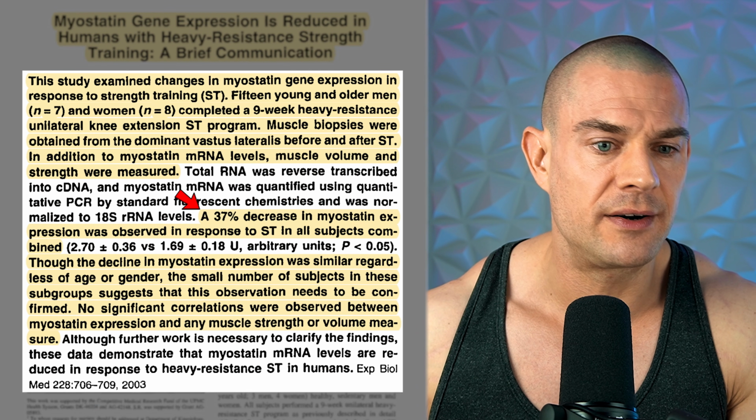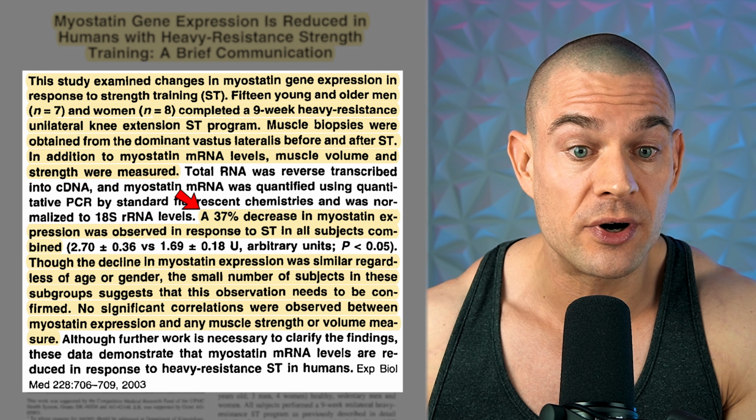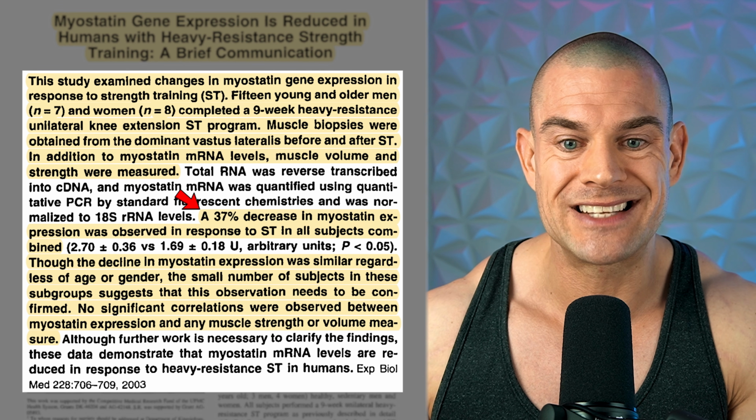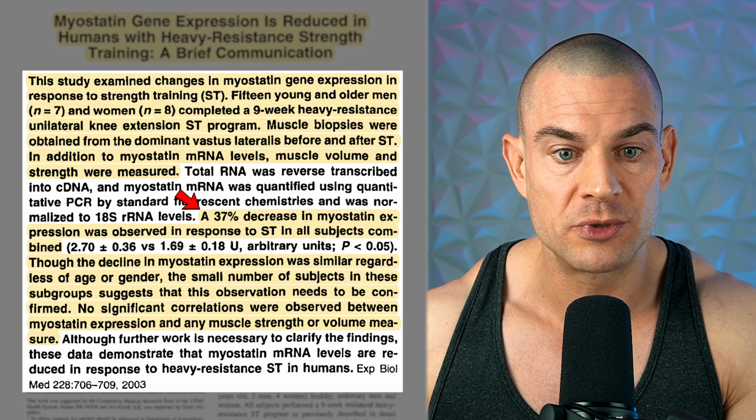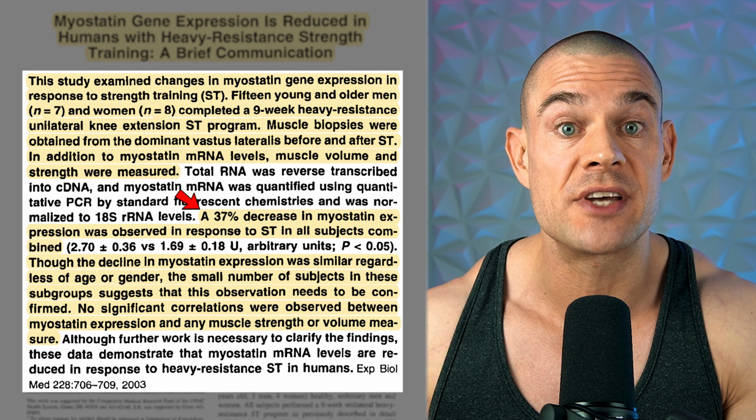And luckily, all of these studies have been performed on human subjects, but none of these human subjects took steroids. So we do have to do some dubious extrapolation going forward. Let's go over these a little bit quicker, right? This study shows that there's a 37% reduction of myostatin expression after 9 weeks of strength training, where the men and women performed unilateral knee extensions on one side of the body.